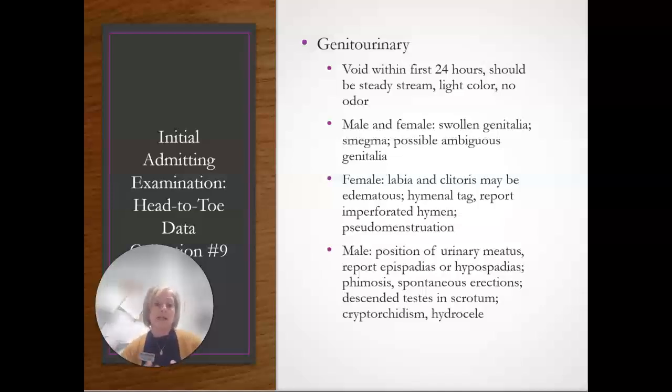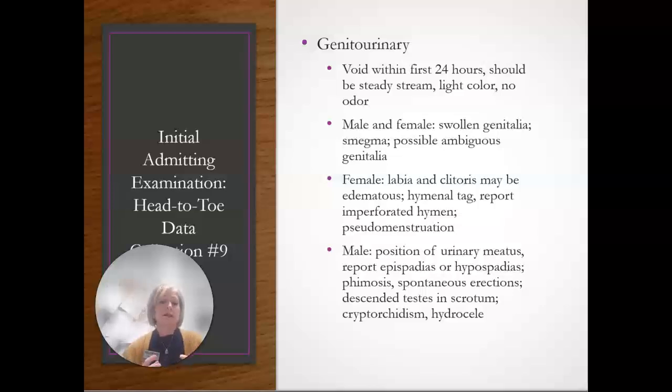Males and females may have swollen genitalia. They might even have smegma. Smegma is the white stuff inside when you pull the foreskin back. Those are all normal things that you might see. Now, ambiguous genitalia just means that sometimes during development, maybe the penis didn't develop or the clitoris didn't develop, so it's hard to say if they're male or female. That would be when the doctor would come in and look inside the abdomen for ovaries or testes, to determine what the sex of the baby was intended to be. And so we call that ambiguous genitalia.